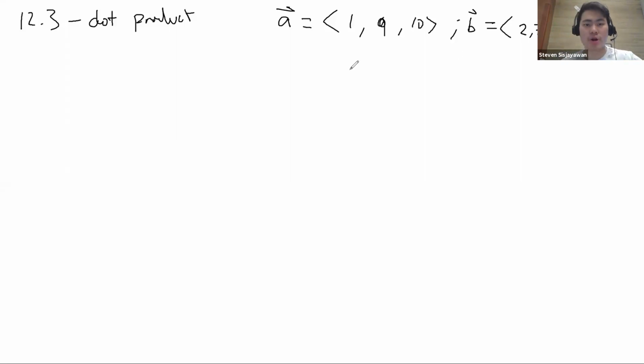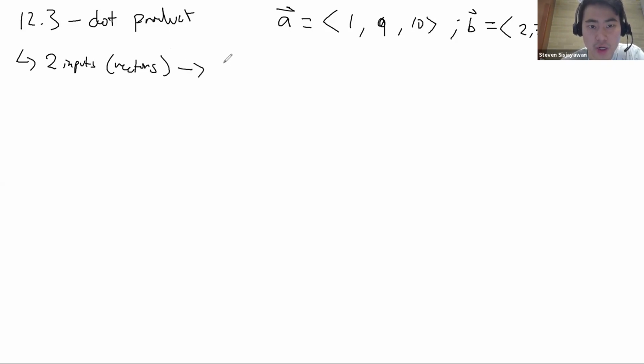Okay. All right. So we basically have two vectors. In regards to a dot product, what you always want to consider is that you always have two inputs that are vectors, which will have one output of a scalar quantity. And this is why it is, again, very important to distinguish between a scalar quantity versus a vector quantity.